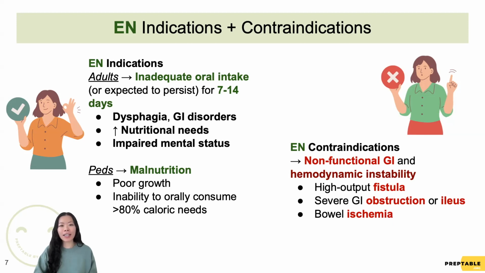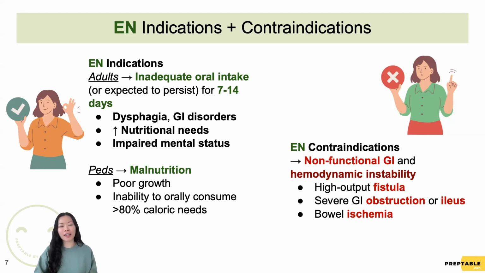For kids, EN indications include malnutrition, poor growth, and their inability to orally consume more than 80% of their caloric needs. Overall, the main indication for EN is prevention and treatment of malnutrition. Now, on the other hand, when is EN not recommended? The main contraindications for EN are non-functional GI tract and hemodynamic instability.